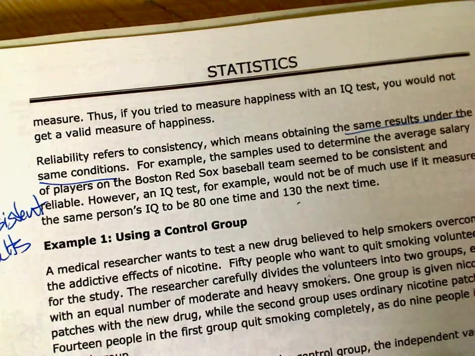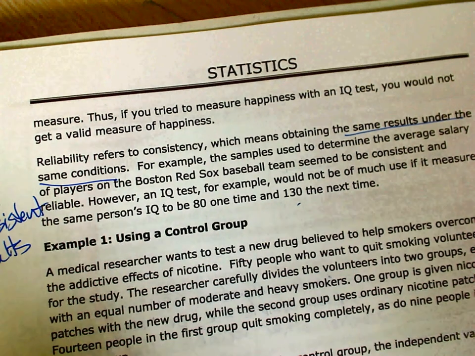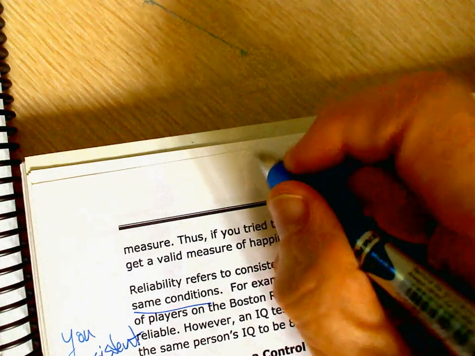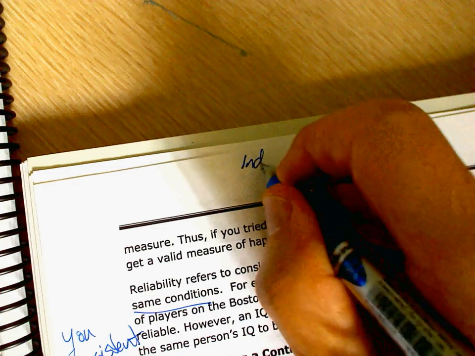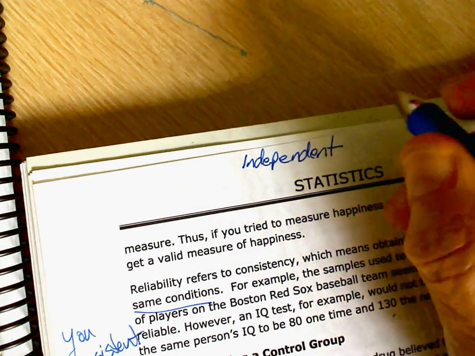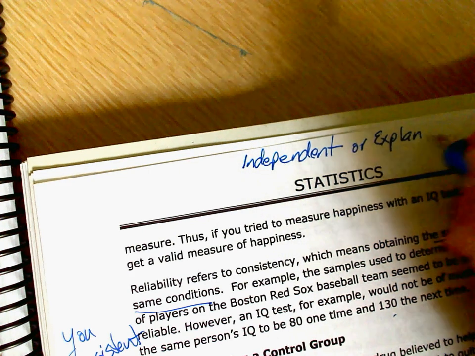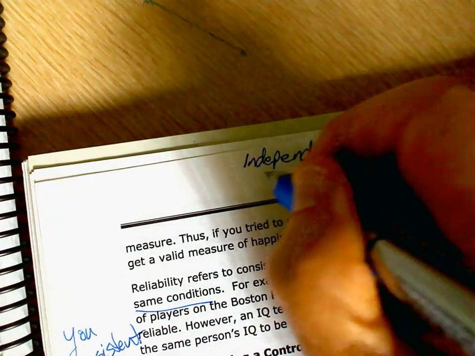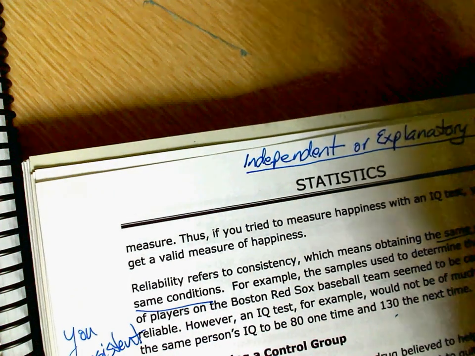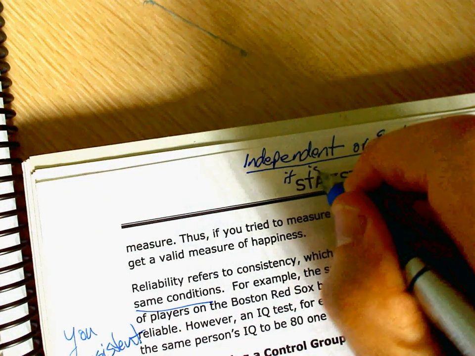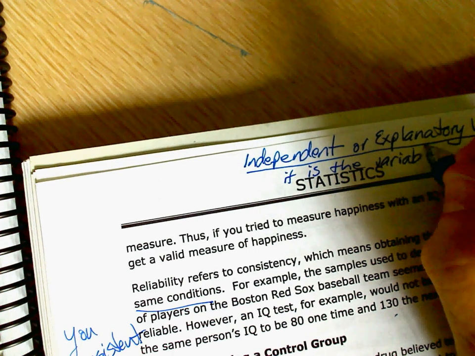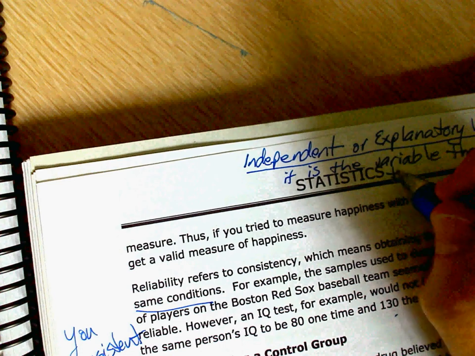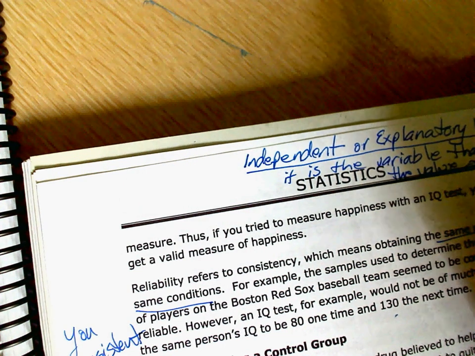Okay, so what we're going to need is a few definitions here, so bear with me. Starting about here, I'm going to explain what the independent or explanatory variable is.